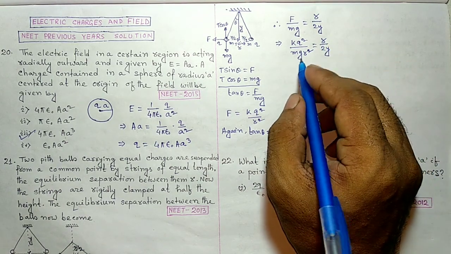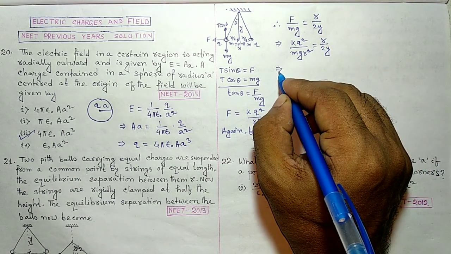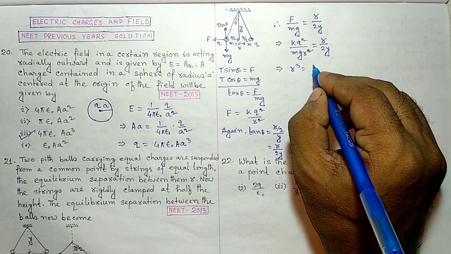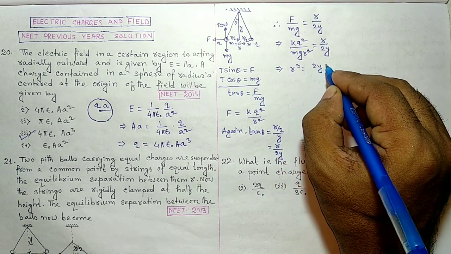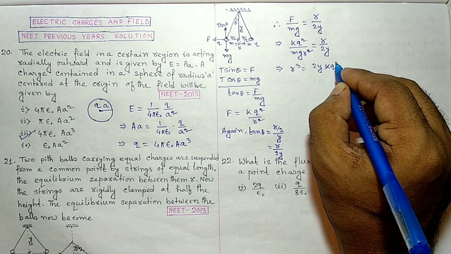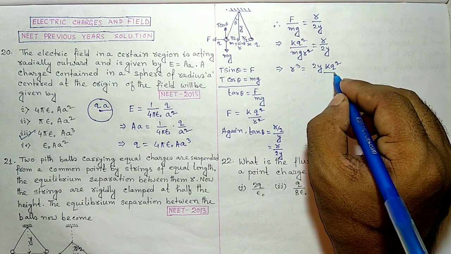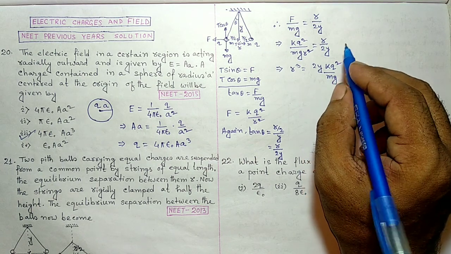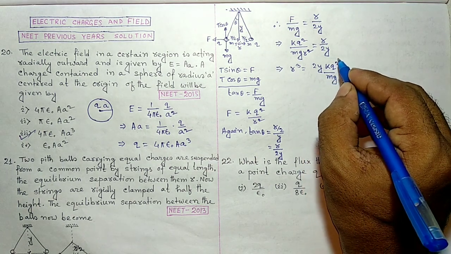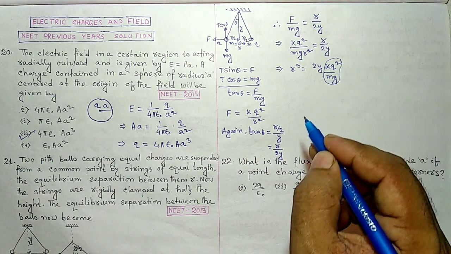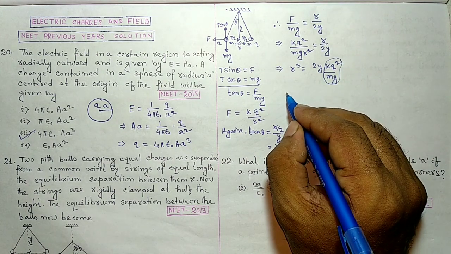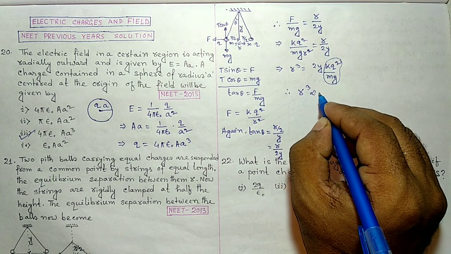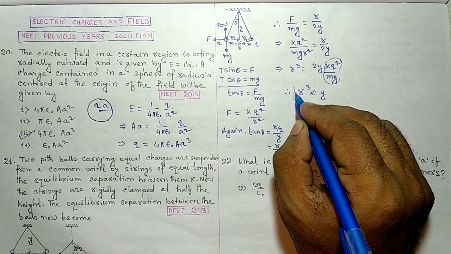Or r cube is equals to 2y k q square divided by mg. Now k, q, m, g all are constant. So we can write r cube proportional to y.